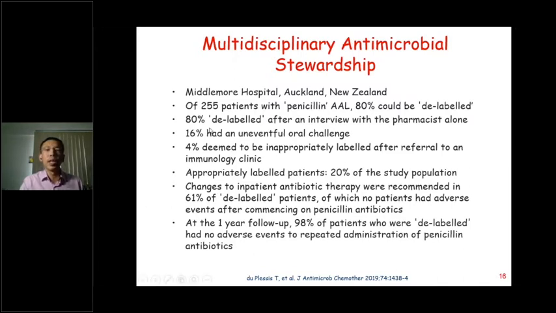So 80% of patients in this study were successfully delabeled even after a fairly simple exercise like an interview by a pharmacist who had been trained in the delabeling process. For some of those patients who had a little bit more of a dubious history, about 16% of them had an uneventful oral challenge eventually, and 4% of them were deemed to be inappropriately labeled after they were referred to an immunology clinic and subsequently evaluated and tested. So in this cohort, only about 20% of patients, by and large, were so-called appropriately labeled.